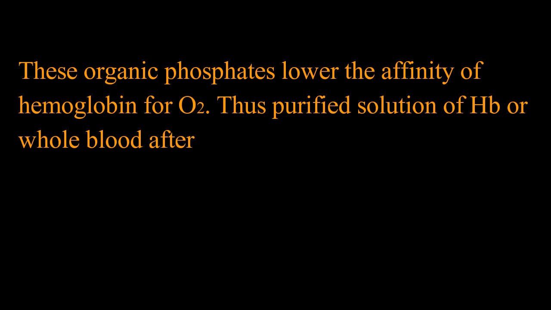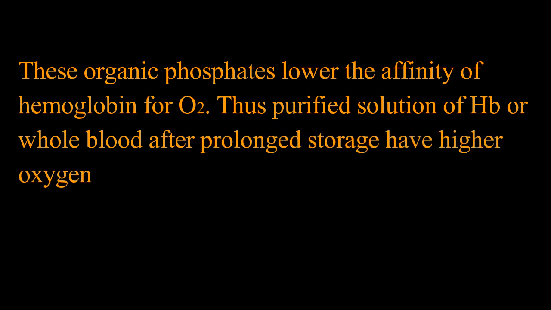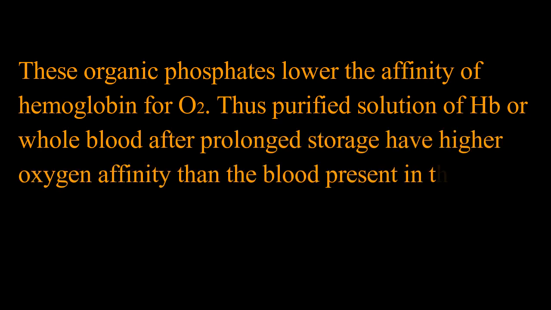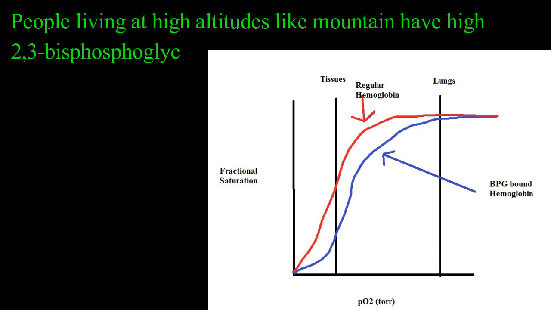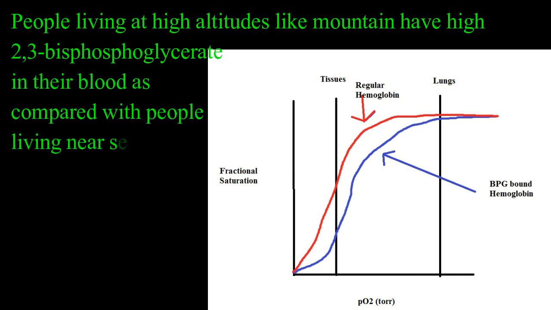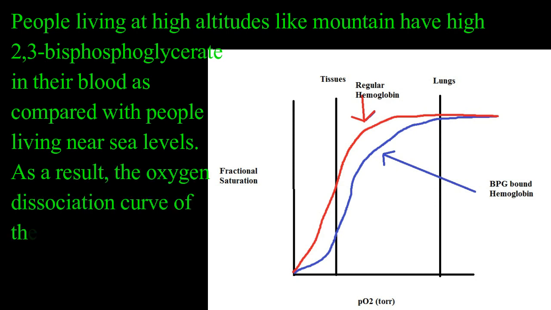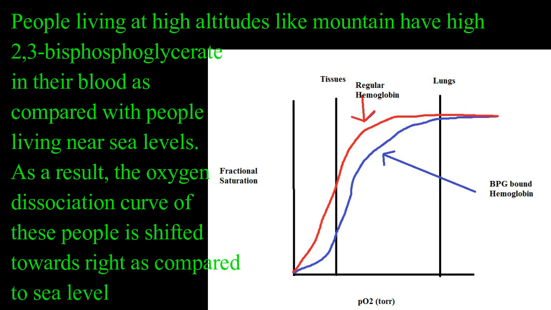Thus, purified solution of hemoglobin or whole blood stored in blood banks have higher oxygen affinity than the blood present in the body. People living at high altitudes like mountains have high 2,3-bisphosphoglycerate in their blood as compared to people living near sea level. As a result, the oxygen dissociation curve of high altitude residents is shifted towards the right as compared to the people living at sea level.